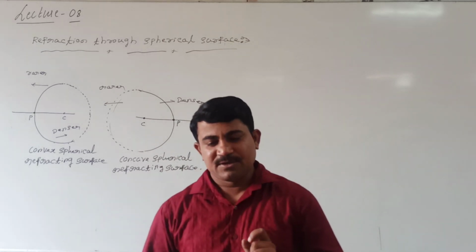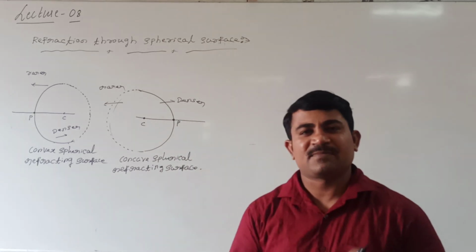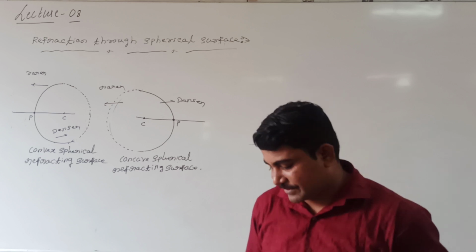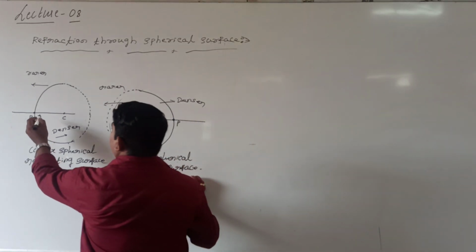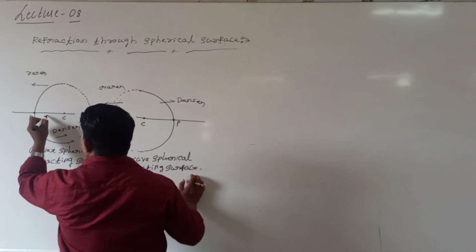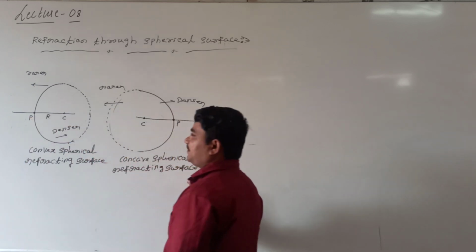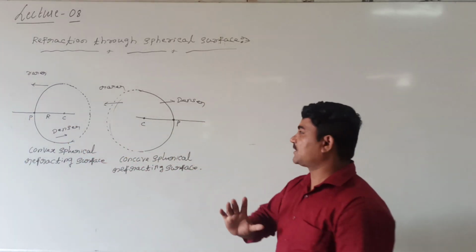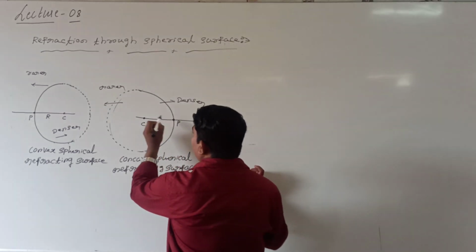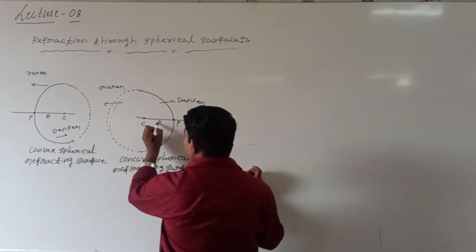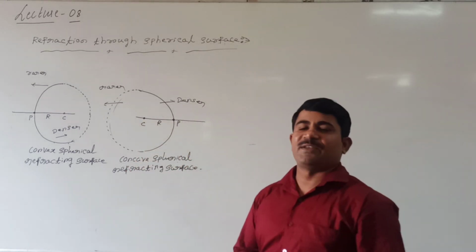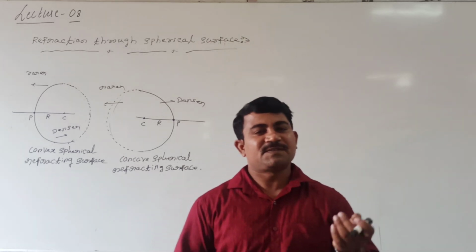Later on, we should define one more term, that we are calling what? Radius of curvature. The distance between pole and center of curvature becomes radius of curvature. Similarly here also, the distance between pole and center of curvature is called radius of curvature. Are you following? This is one thing.